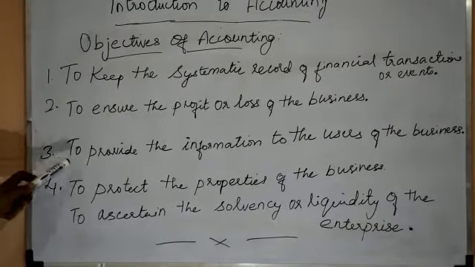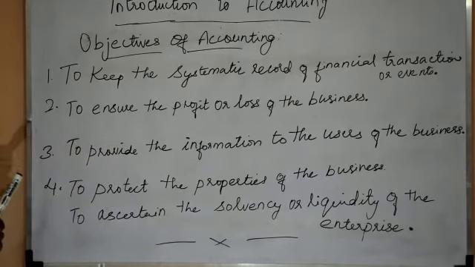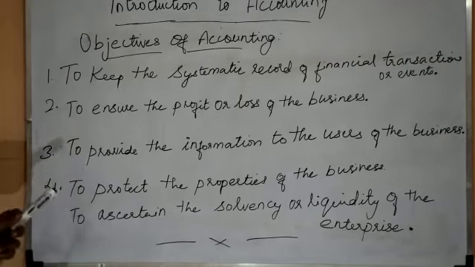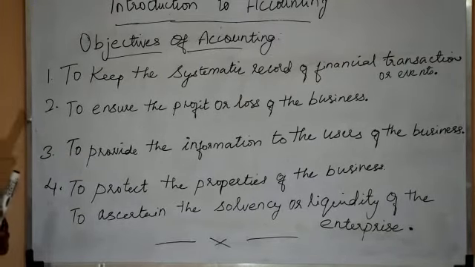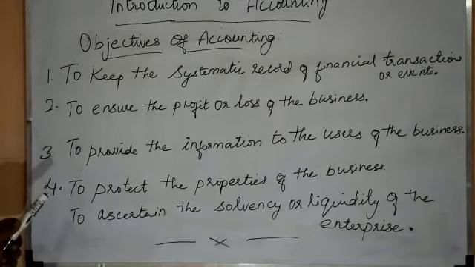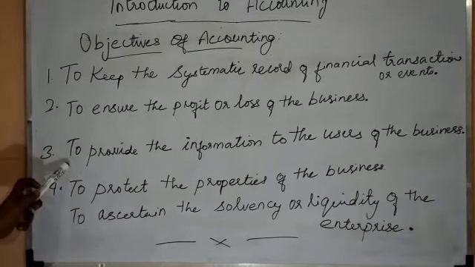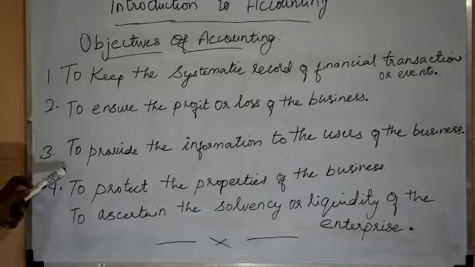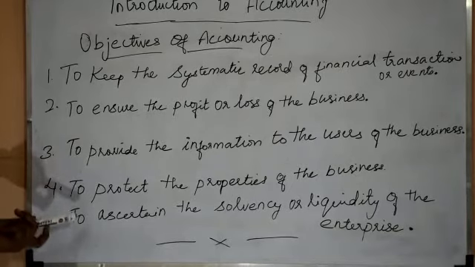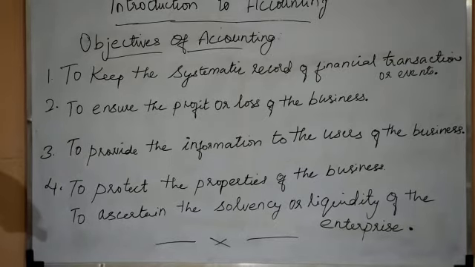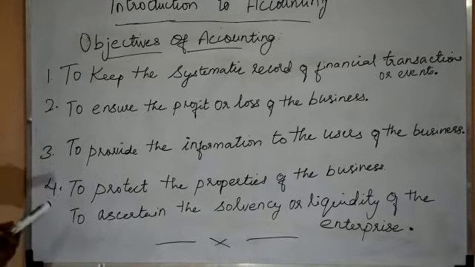The next thing, the third point, is to provide information to the users of the business. It is also an important thing. Why is it important? The users of the business are very eager to know what is happening in the business. For that purpose only we have to record the transactions. So the transactions must be accounted. We have already seen who the users are, the external users and the internal users. The internal users are the persons who are working within the organization. The persons working outside the organization are the external users.